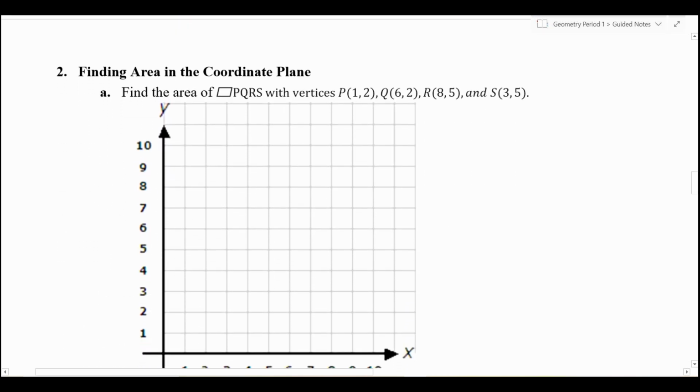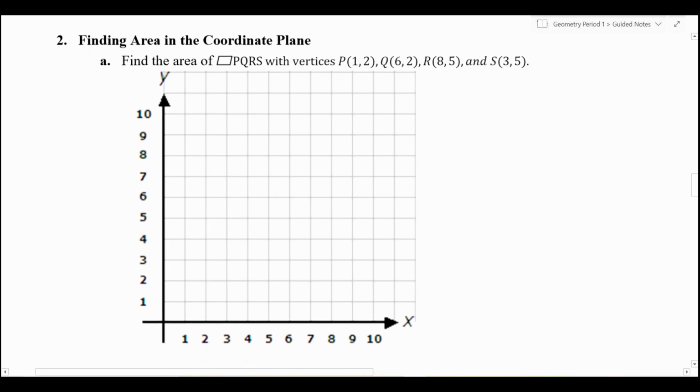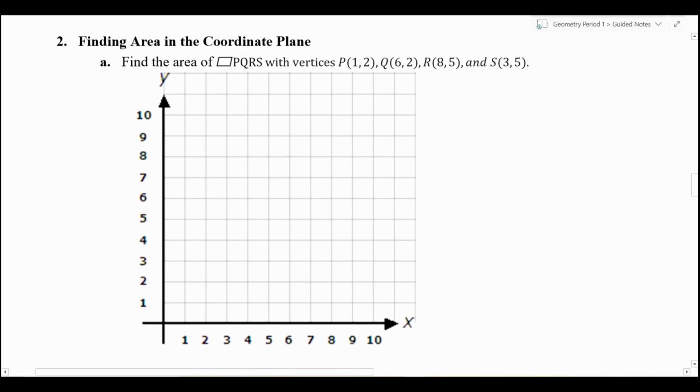And in here, yes, I know how much everybody loves graphing, but it's part of the concept. So it goes like this. Finding area in the coordinate plane. Find the area of parallelogram PQRS with vertices P(1, 2), Q(6, 2), R(8, 5), and S(3, 5). So we need to find the area of this parallelogram. So how in the world do we do this?